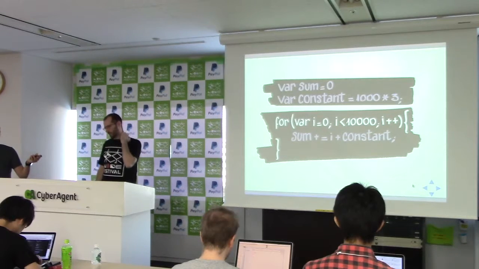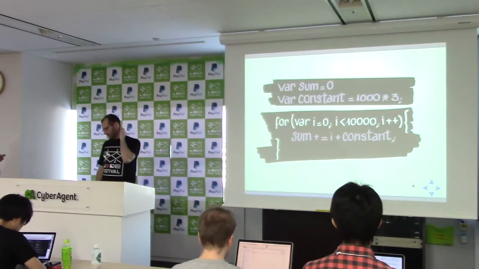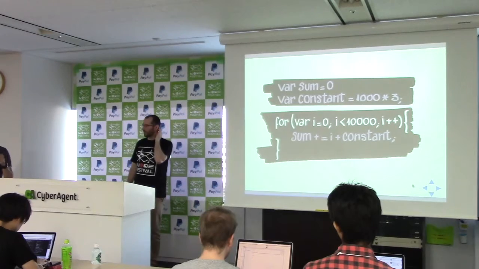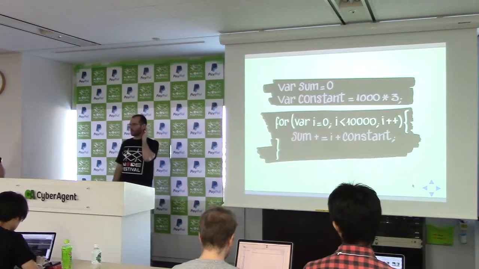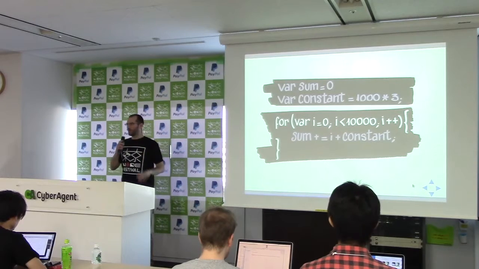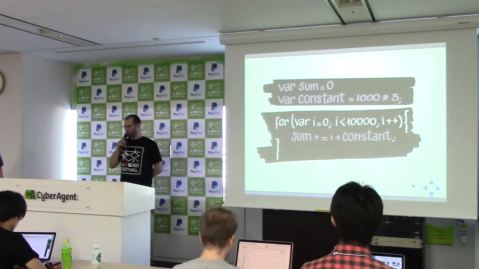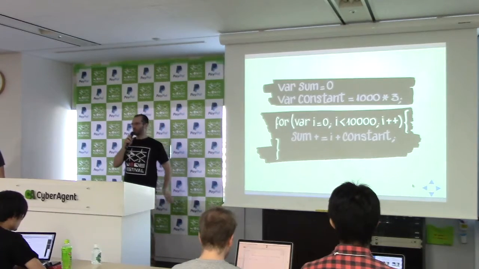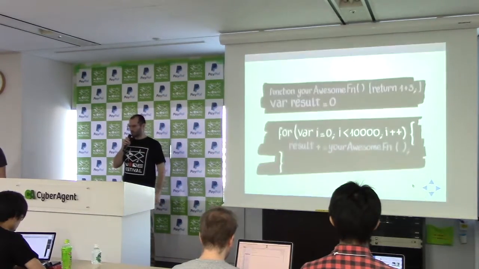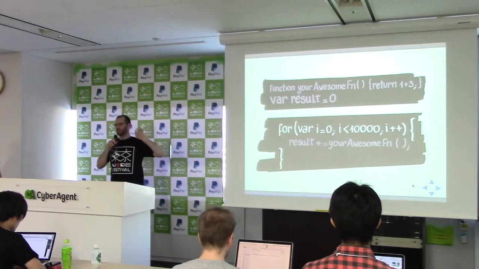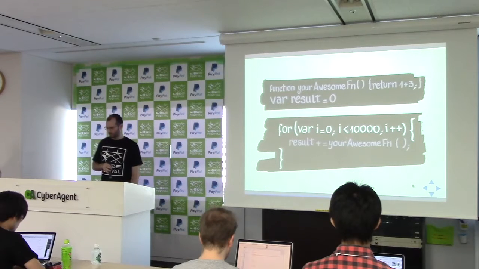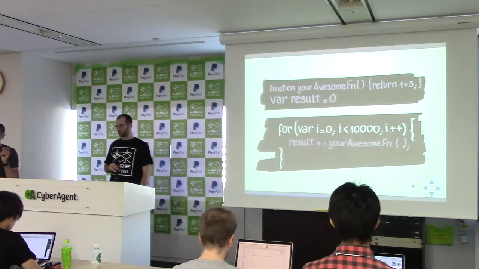Another use case for this is the normal dot length for arrays, which was usually recommended to hoist outside the loop. That doesn't apply anymore. So another optimization that the engine could have is function inlining.